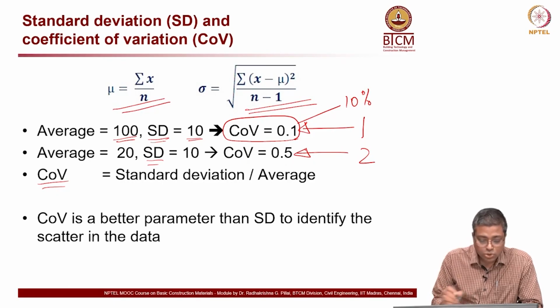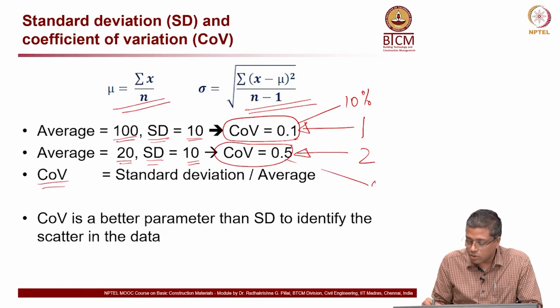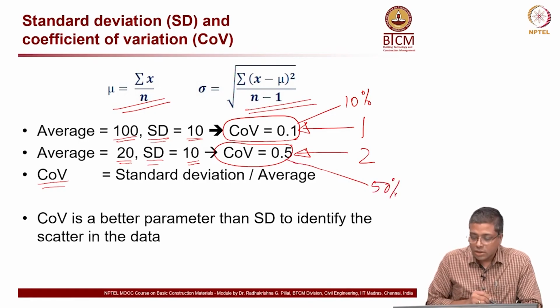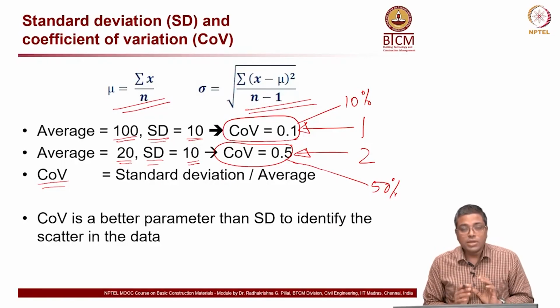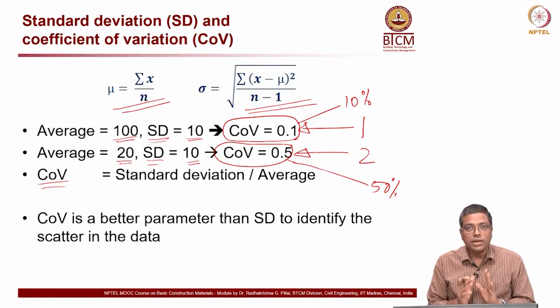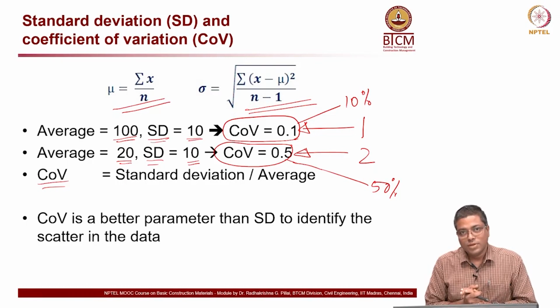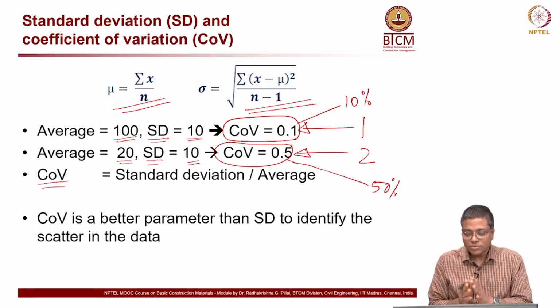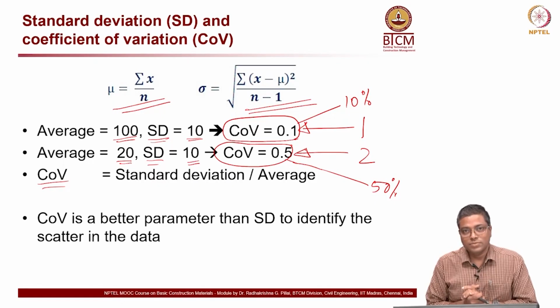Now, in case 2, average is 20, standard deviation is 10, and the coefficient of variation is 10 divided by 20, that is 0.5. So, I can call it 50%. Now, you can see in both cases 1 and 2, standard deviation is 10, but the coefficient of variation is 10 and 50. So, there is a huge difference in the coefficient of variation.